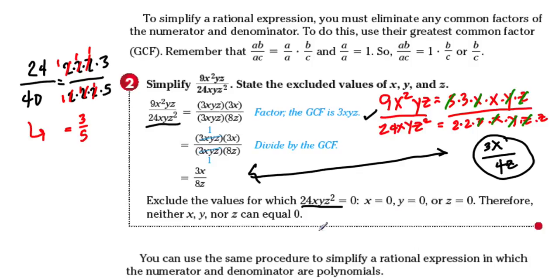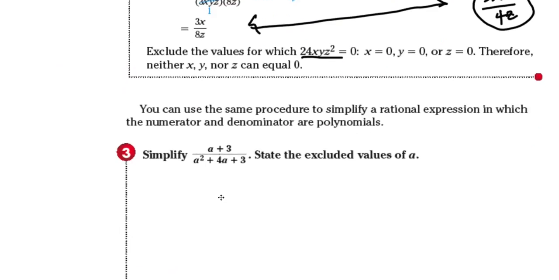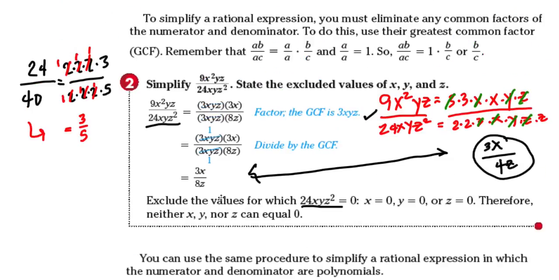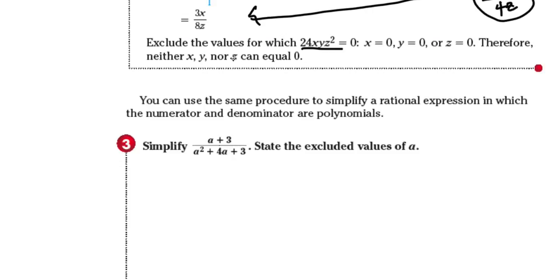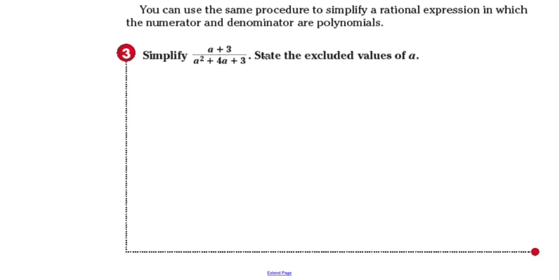Okay? So you can use the same procedure to simplify a rational expression in which the numerator and denominator are polynomials. So let's use the same procedure. I'm talking about this procedure right here. And let's now simplify a rational expression using polynomials. Simplify a plus 3 all over a squared plus 4a plus 3 and state the excluded values of a. So before we even simplify that, we need to state the excluded values of a.